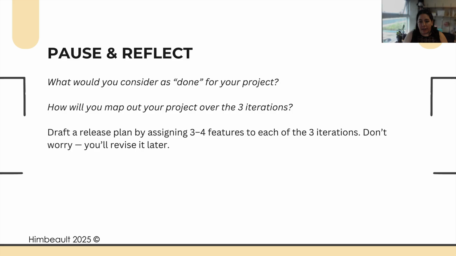Is it just the end of the term? It'll just come and it'll be what it'll be, right? So take a moment to think about what that done actually means and how you're going to map out your project according to your expectation of done. And at that point, you'll be able to draft a release plan, assign 3 or 4 features to each of your iterations. Like I said, you want to aim for 3-ish. It's okay if some of them are a little crazy, especially toward iteration 3, because the reality is we won't get all the way there. We're mocking up a full release plan, but that doesn't necessarily mean you're committing to that release plan, right? So just keep that in mind.